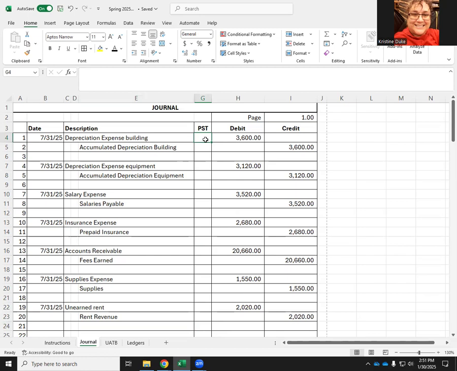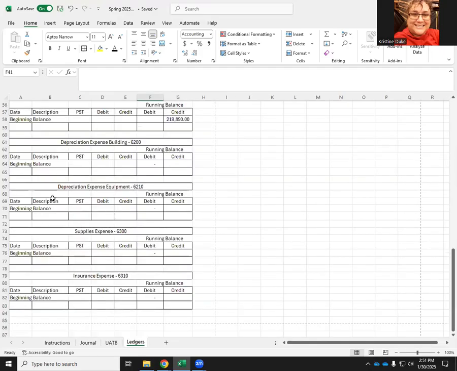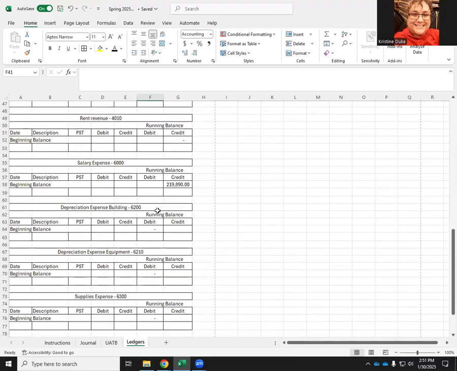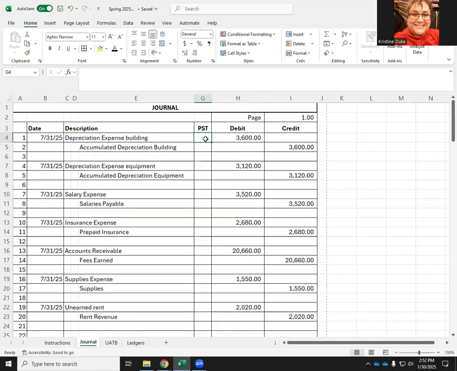So the first one in here I want to do is my depreciation expense, 3,600. And that's going to go into my building. That's the unadjusted trial balance I'm working with. Okay, so depreciation expense, where are you? Right here, we had a zero balance. And now on 7/31, my reference is page 1, and that was 3,600. I update my running balance, 3,600. Okay. I finished with this. My GL account number is 6,200.